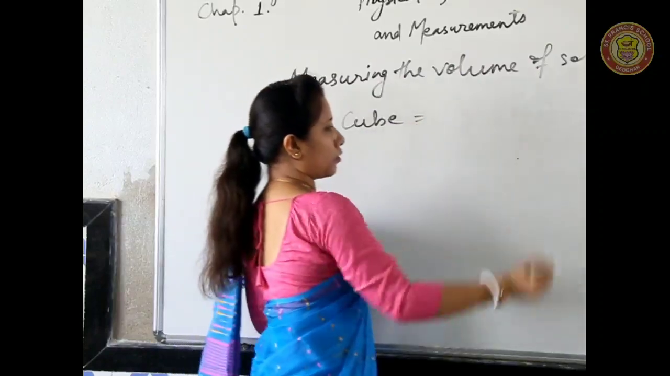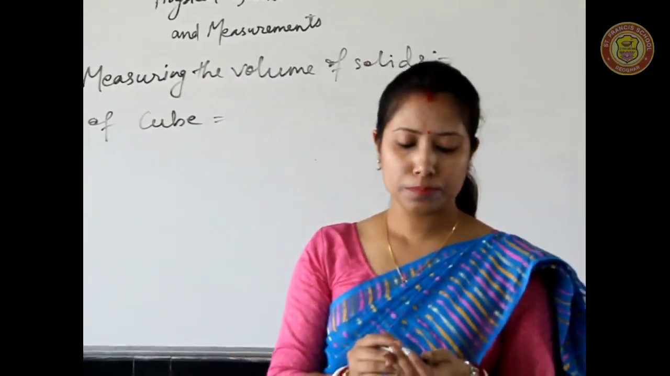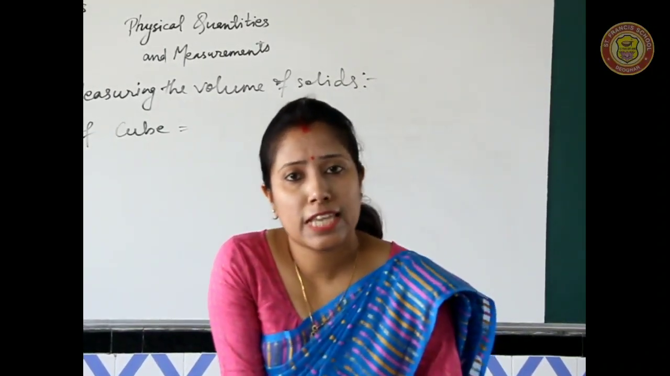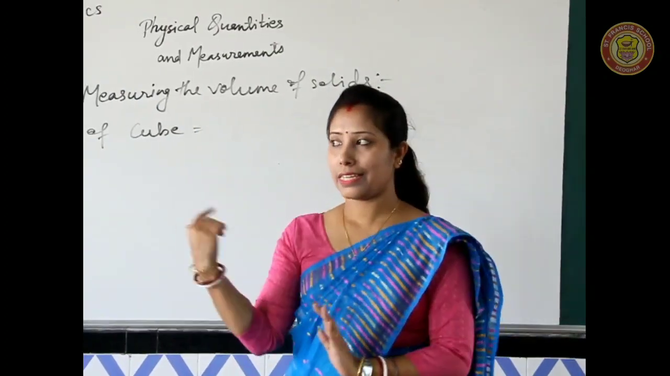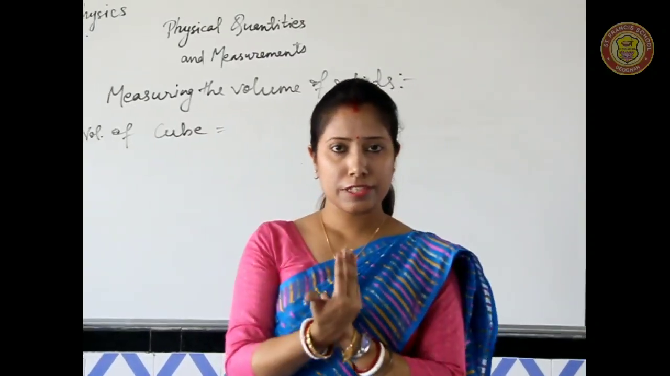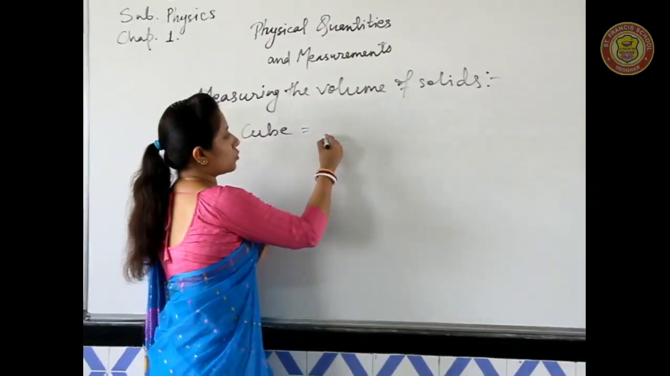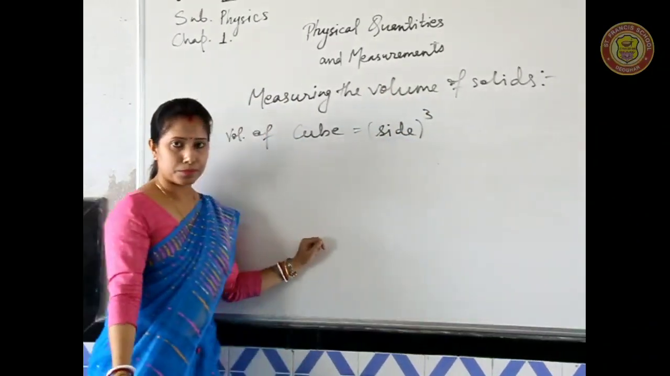Volume of cube. In a cube, all the sides are of the same length. But it is a three-dimensional figure, so we will have three sides. So the volume of cube equals side cube.